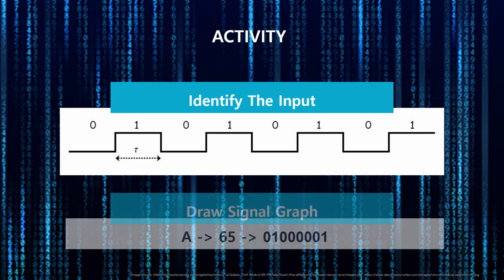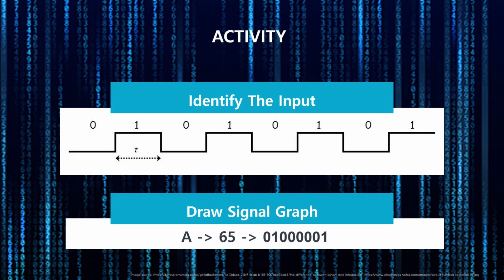And the next activity is you have to draw the signal graph from the given input. Here we have given the capital A as an input. So now just draw a graph of what would be my digital graph or signal graph. Fine. Okay.